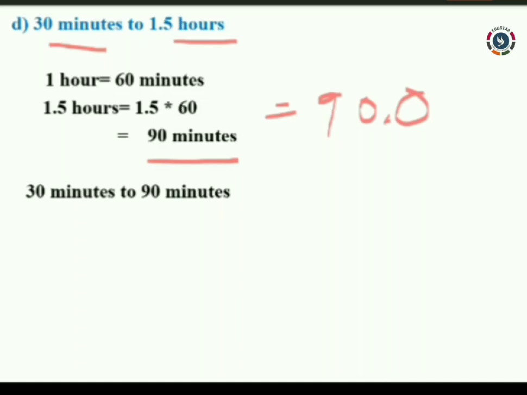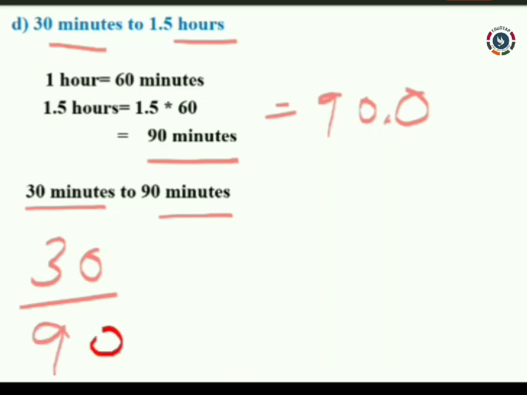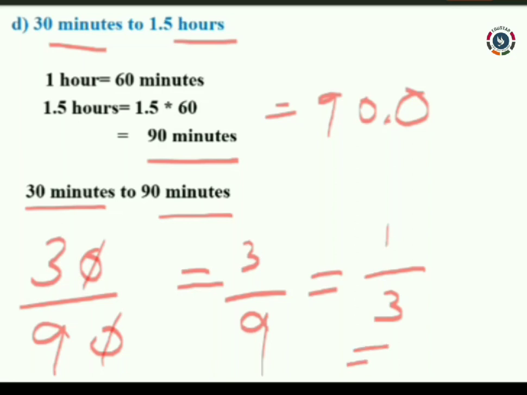Now we are going to find the ratio 30 minutes to 90 minutes. Both are in the same unit, right? Yes. First step, you have to write it as a fraction. So 30 divided by 90. 0 and 0 cancel. Next, 3 by 9. Both are divisible by 3. So 1 by 3, which is equal to 1:3. So 30 minutes to 1.5 hours, the ratio is equal to 1:3.